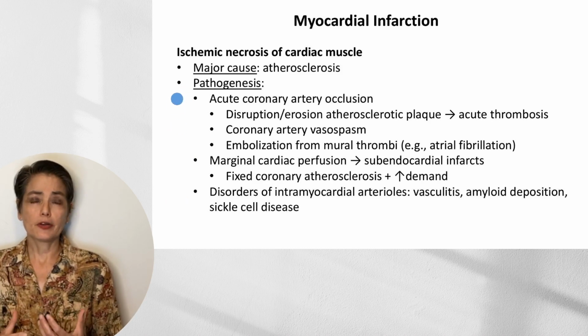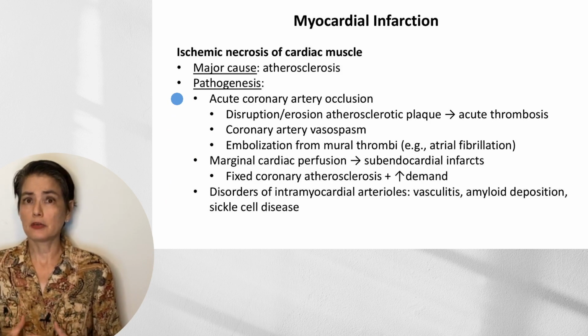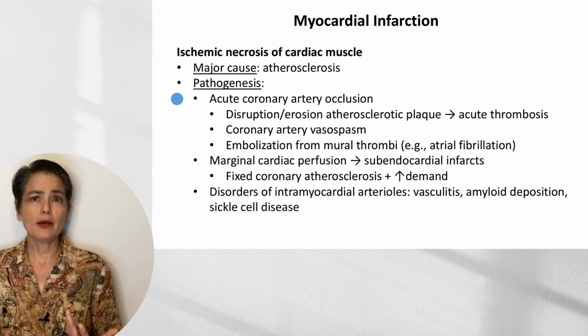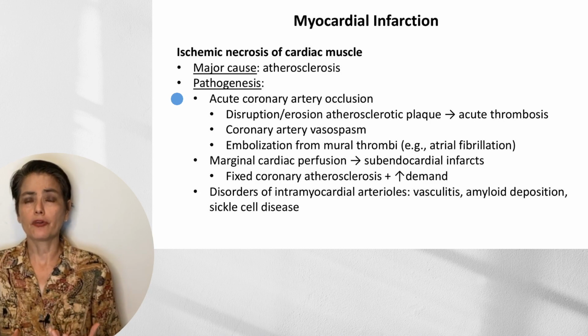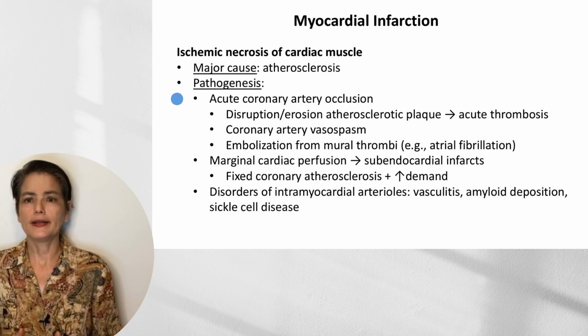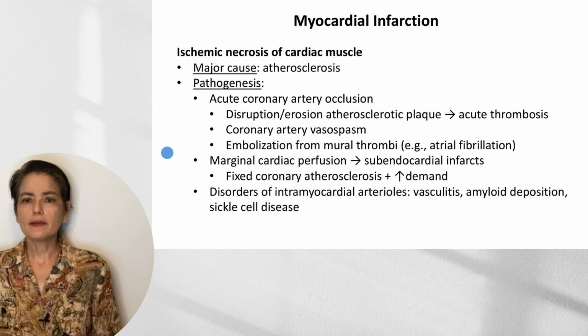Acute coronary artery occlusion is almost always due to disruption or erosion of an atherosclerotic plaque that leads to acute thrombosis. But that's not the only mechanism. We can also see acute coronary artery occlusion when we have coronary artery vasospasm, for example, in the setting of cocaine use, or when we have an embolus, for example, from mural thrombus and atrial fibrillation, or a vegetation in infective endocarditis.